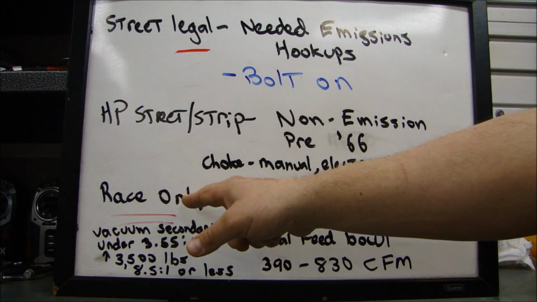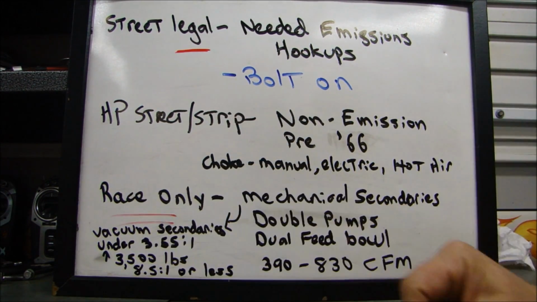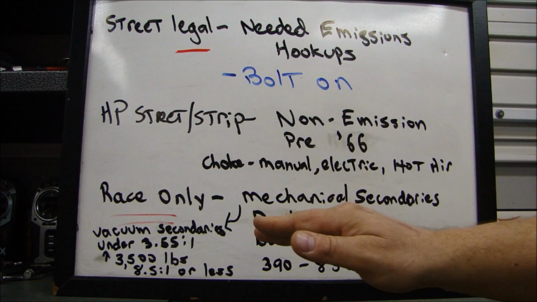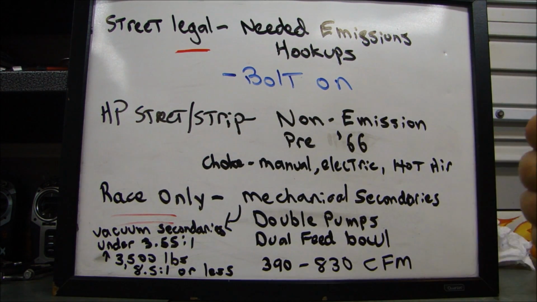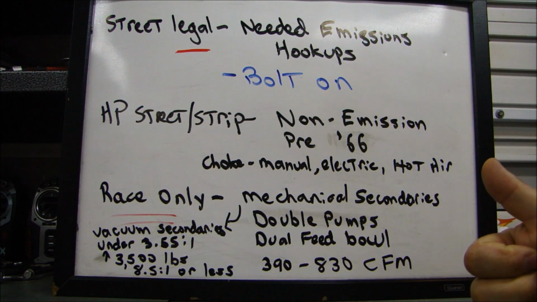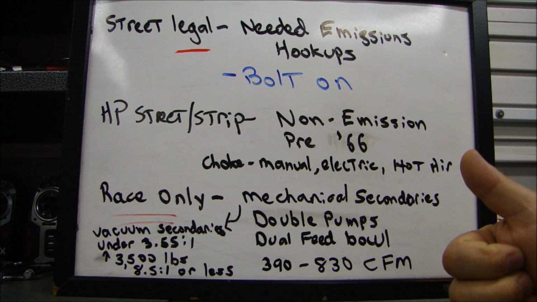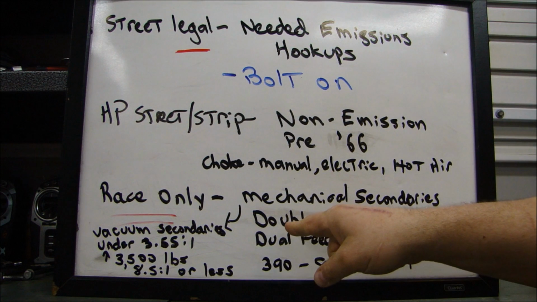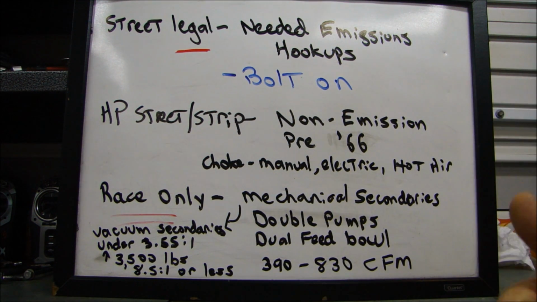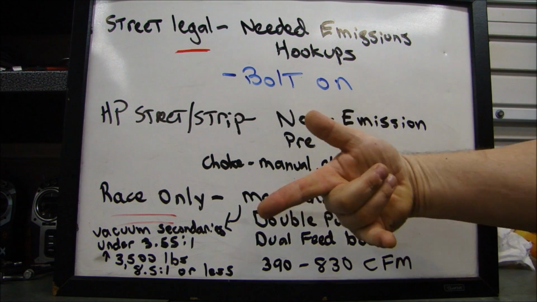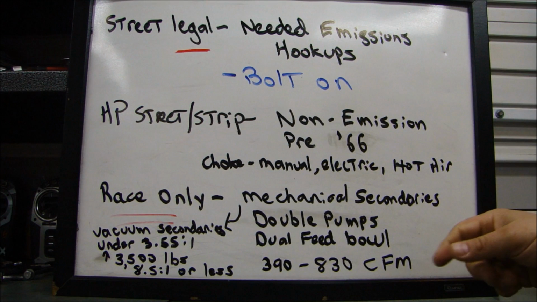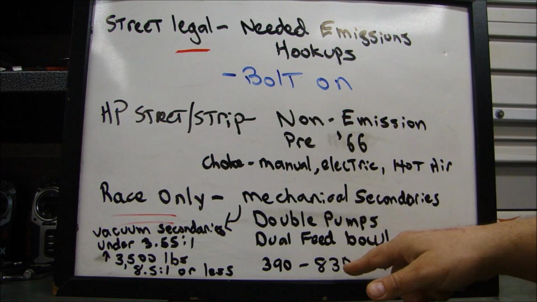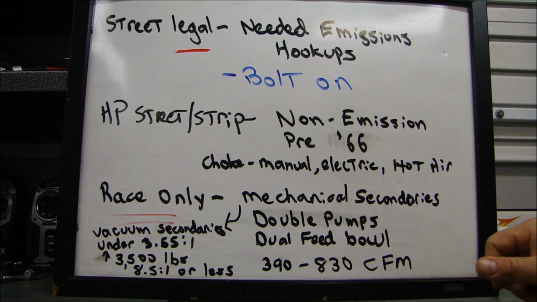And then we have our race only. Race only is basically what it means. It's for racing only. It's going to have mechanical secondaries. Those are the secondaries for the 4-barrel, instead of the primaries that it runs on when you're driving. It's going to be a double pumper. It's going to have 2 pumps, one for each of the bowls. It's going to have a dual feed bowl. You're going to have 2 fuel lines coming in, one to feed each of the bowls, because you want to have the fuel flow. They come in ranges from 390 to 830 cubic feet per minute.